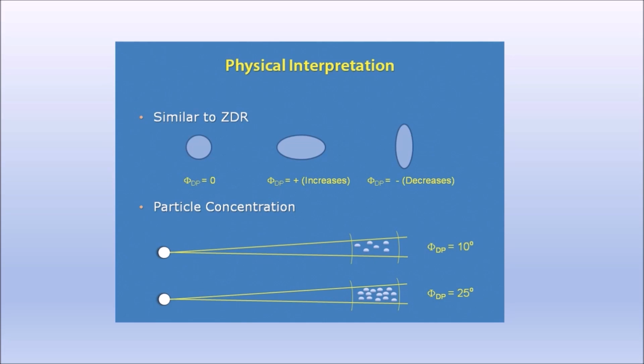Additionally, unlike ZDR, differential phase shift is dependent on particle concentration. The more particles there are in a pulse volume, the more differential phase shifting will occur. For example, the more horizontally oriented targets there are within a pulse volume, the higher the positive differential phase shifting.